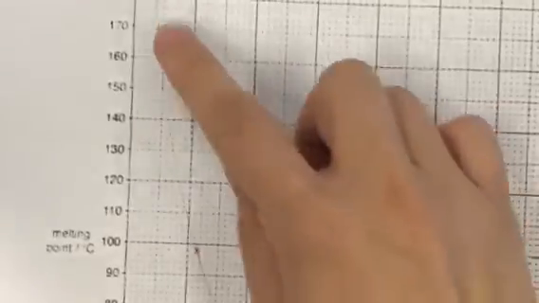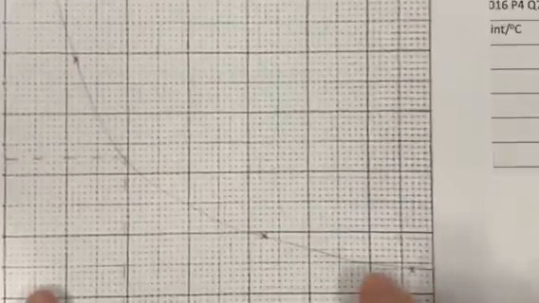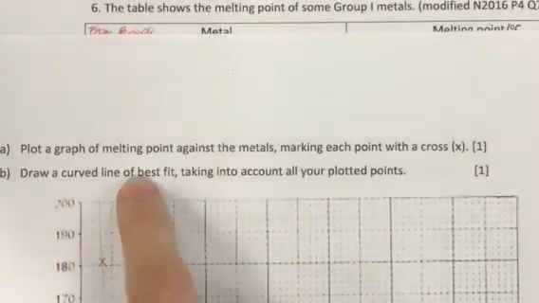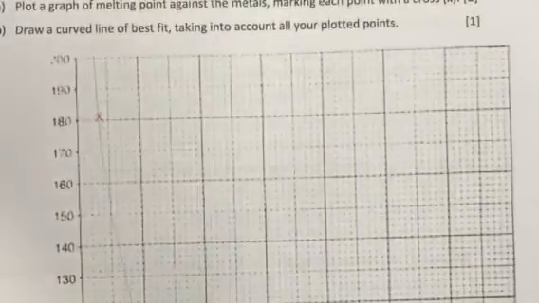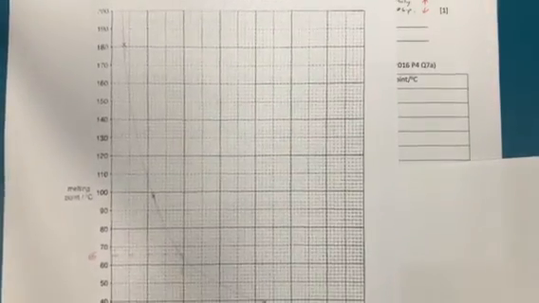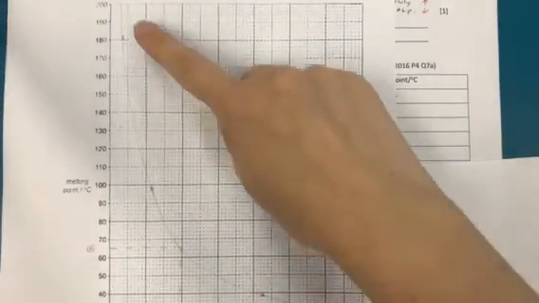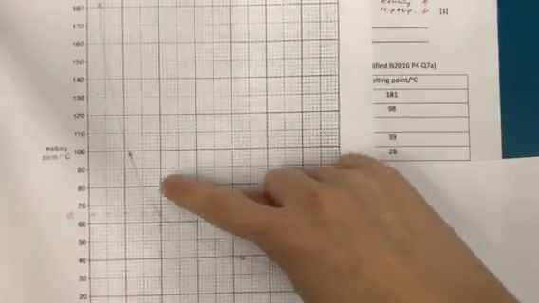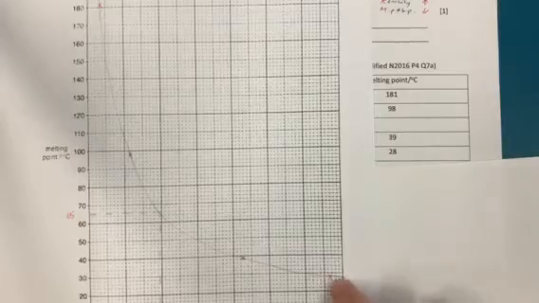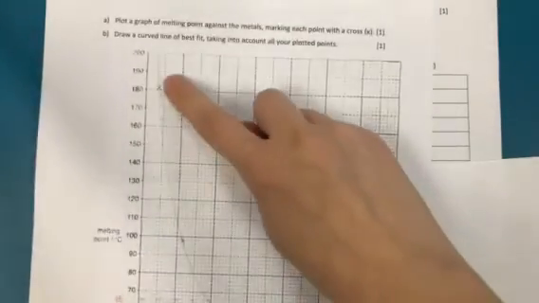So once you are done with the crosses, you will then need to join them up. And they say that we draw a curved line of best fit. So this is how you draw your curved line. You need to use a curved ruler, and with the curved ruler, you will join up the points all the way till the end. So it will come out a little at this point, and it will come out a little at this point.